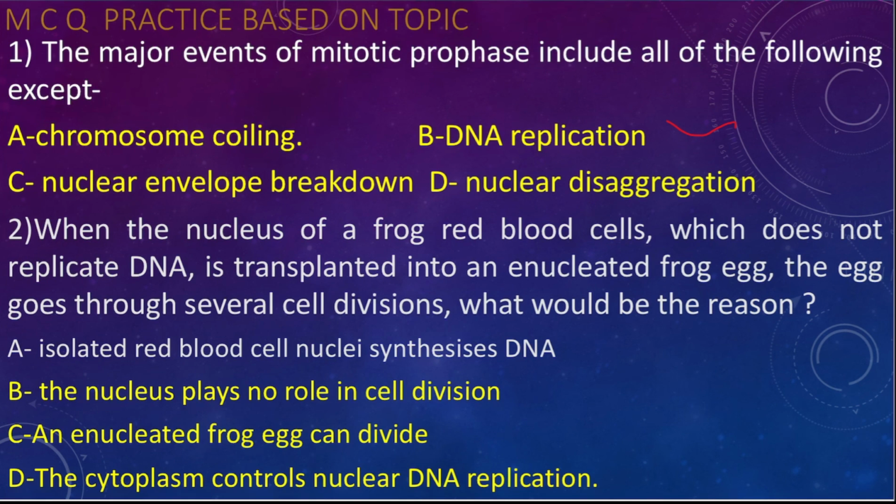When the nucleus of a frog red blood cell, which does not replicate DNA, is transplanted into an enucleated frog egg, the egg goes through several cell divisions. What would be the reason? Why did it happen? Because isolated red blood cell nuclei synthesize DNA. The nucleus plays no role in cell division. An enucleated frog egg can divide. The cytoplasm controls nuclear DNA replication. The answer is D. The cytoplasm controls nuclear DNA replication. You should read this question, pause this video and try to understand why it is the answer.